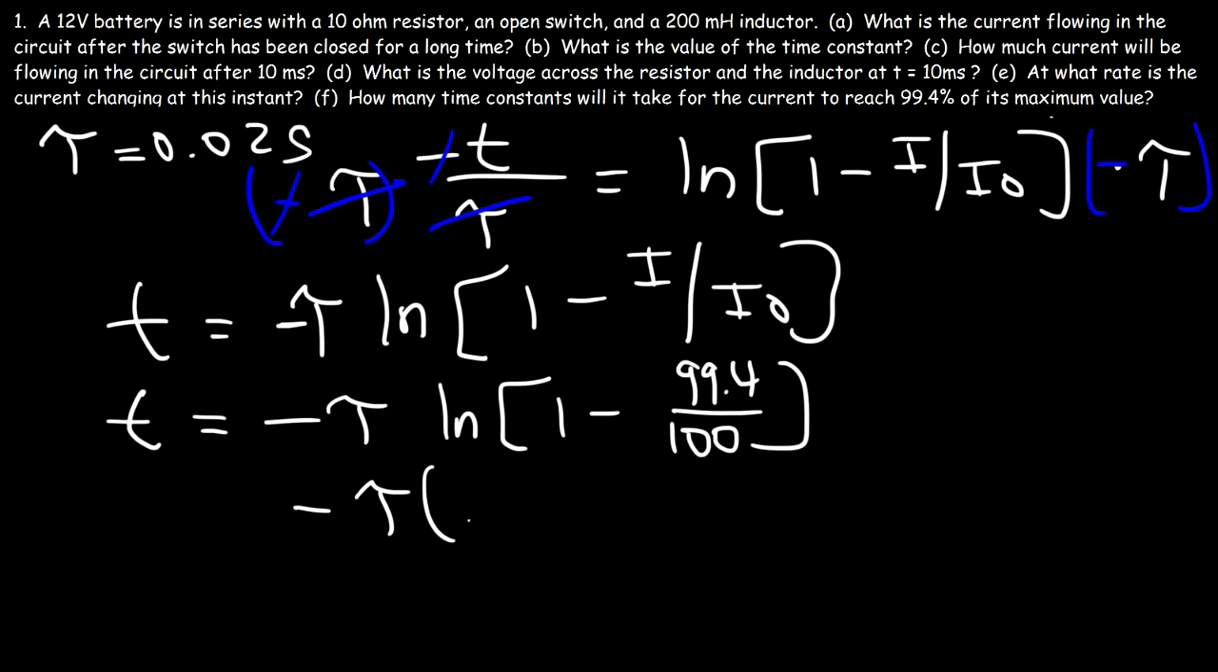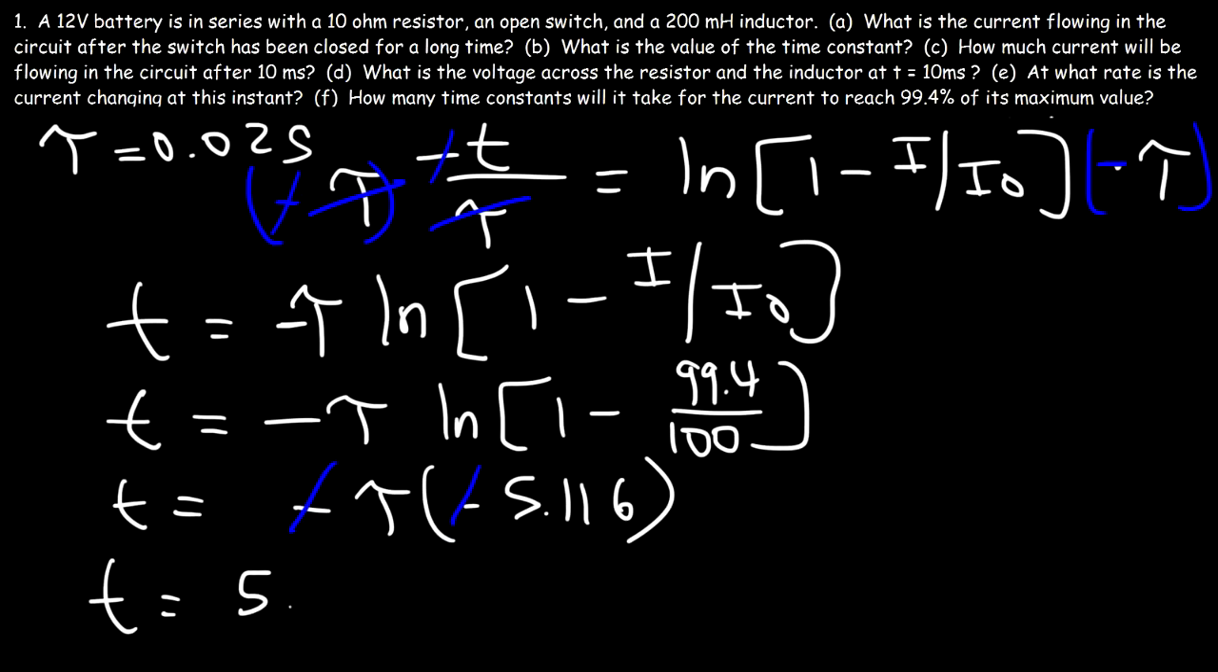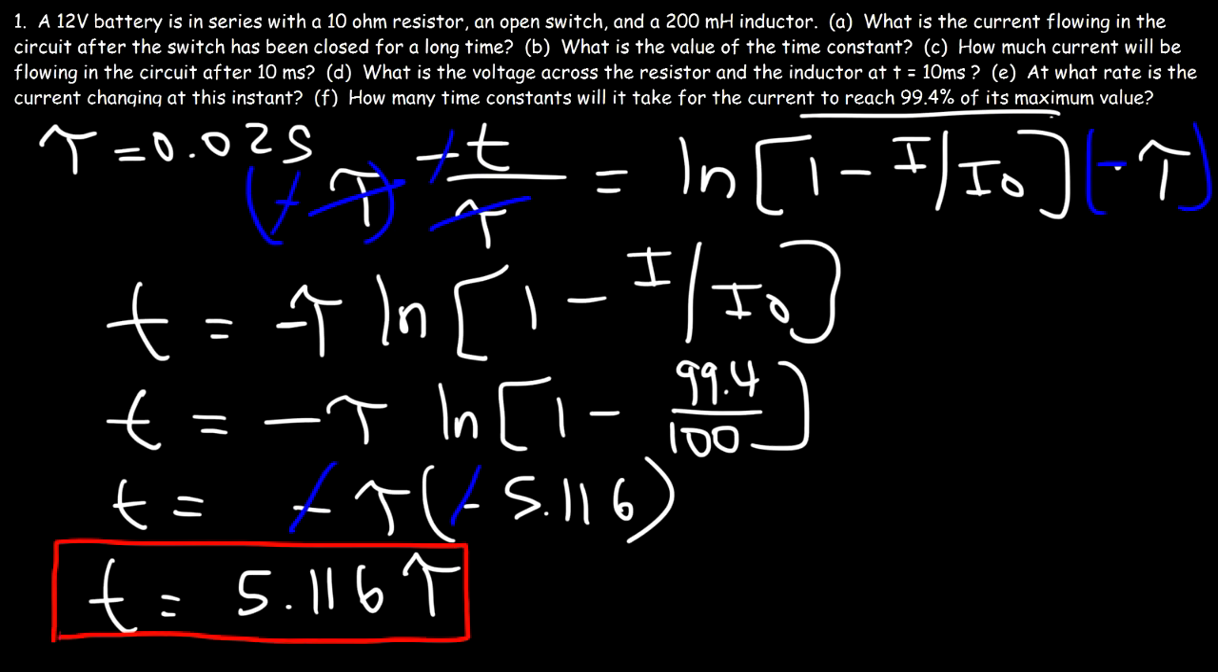is equal to negative 5.116. So the two negative signs will cancel. And so it's going to take about 5.116 time constants for the current to reach 99.4% of its maximum value. So this is the answer. Now, if you need to get the time in seconds, simply replace tau with 0.02 seconds. So 5.116 times 0.02.